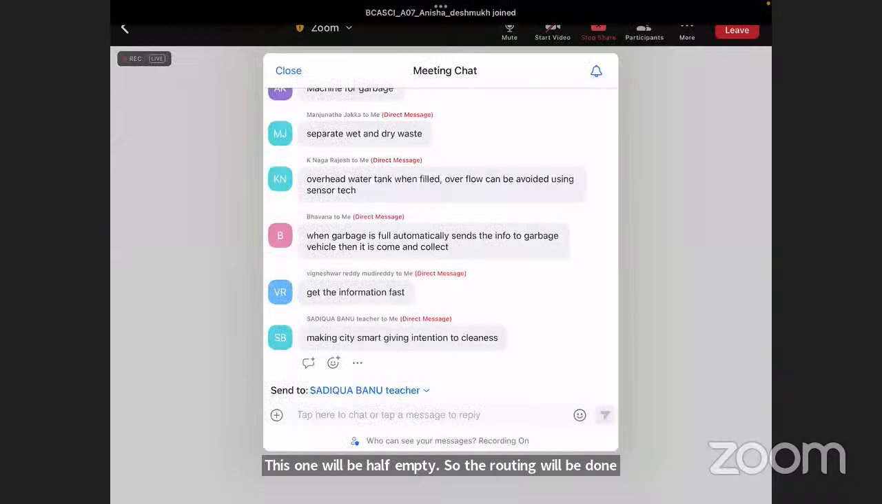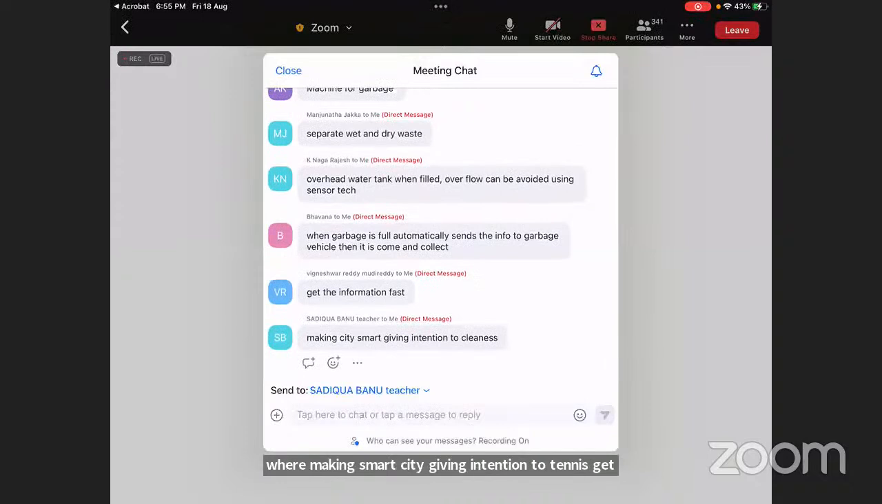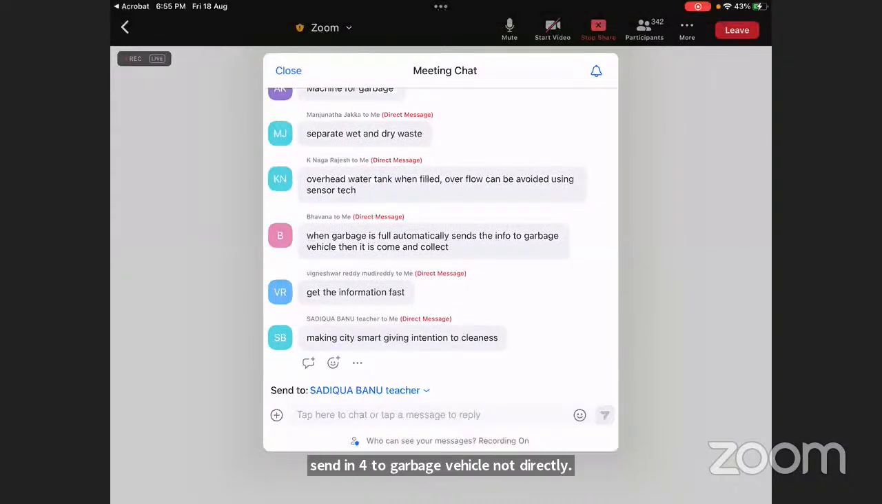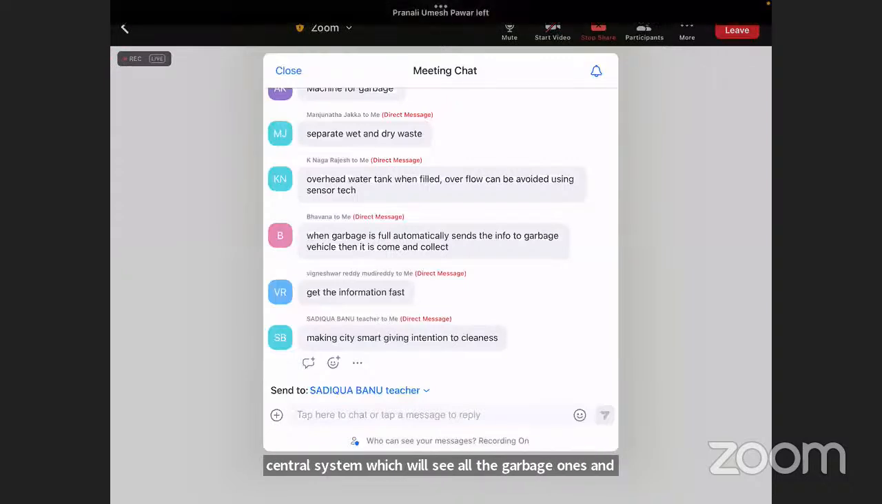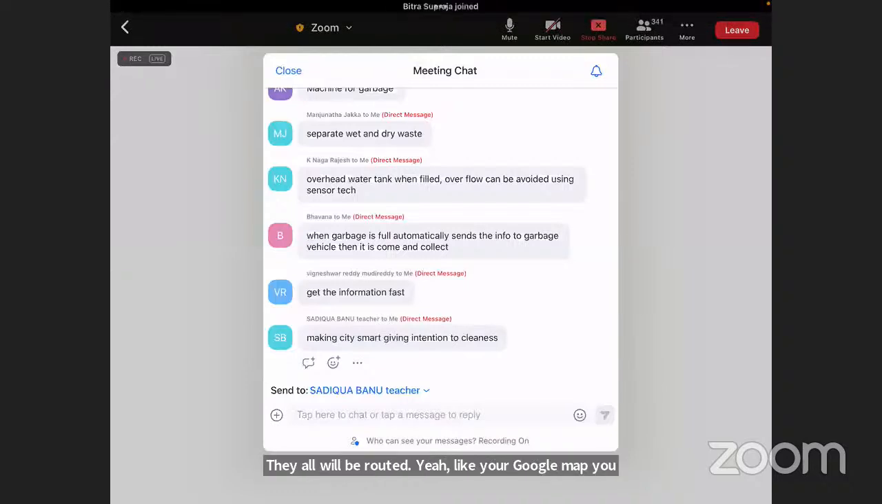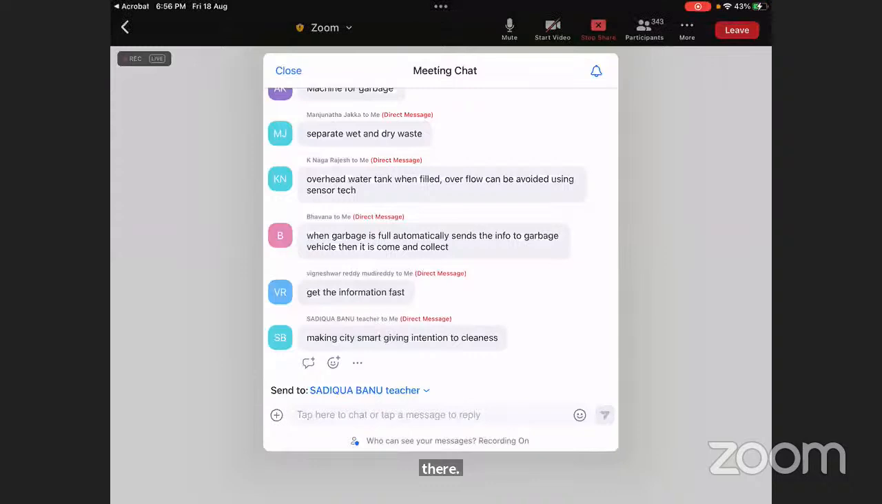So the person will get a map in the morning. We are making a smart city, giving importance to cleanliness and getting information fast. When garbage is full, it automatically sends the info, but not directly to the garbage vehicle. It will send it to a central system which will see all the garbage bins and their statuses, which have to be collected today and which don't. They will all be routed like your Google Maps, where you put down 2-3 locations. Similarly, it will be put down on 2-3 locations, and from there the pickup locations will be sent to the drivers, to the driver who is nearest.